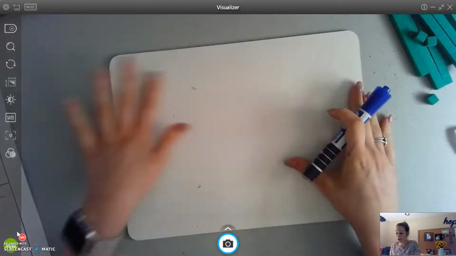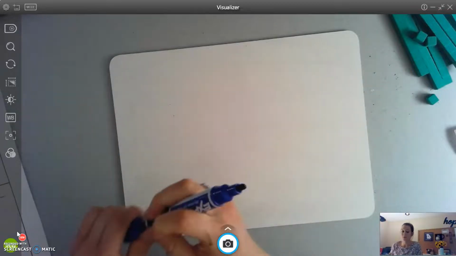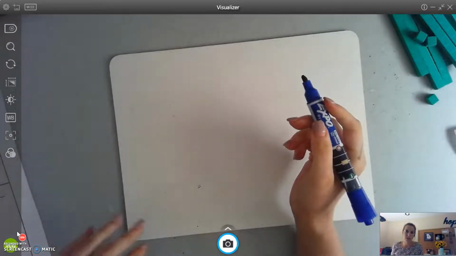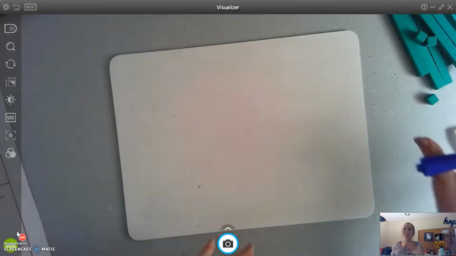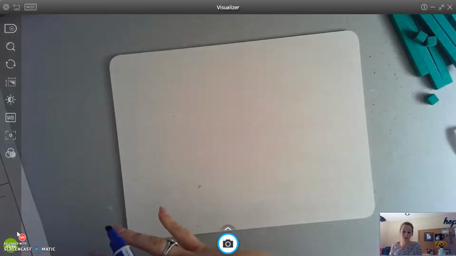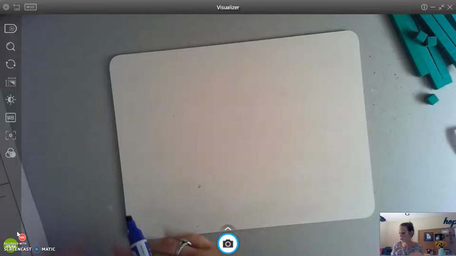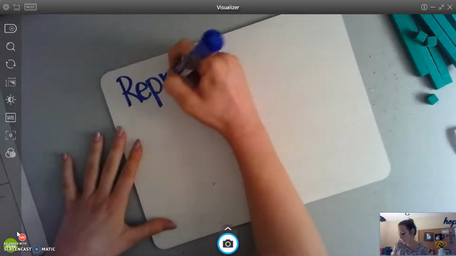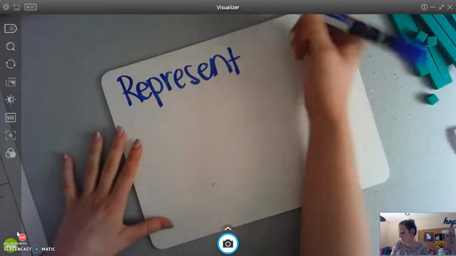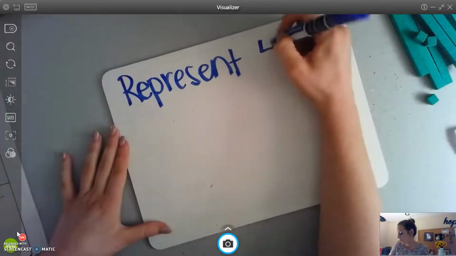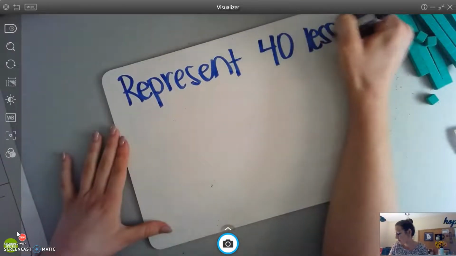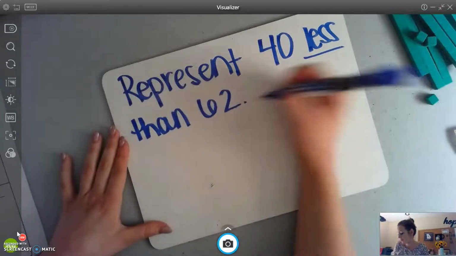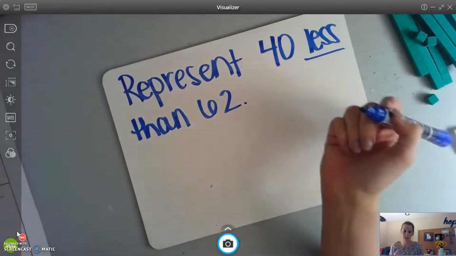Now today, another thing I want to show you is how you subtract with multiples of 10. So instead of adding multiples of 10 to a number, you're going to take away multiples of 10. So 10 less, 20 less, 30 less. So if I told you to represent 40 less than 62. So represent 40 less than 62.